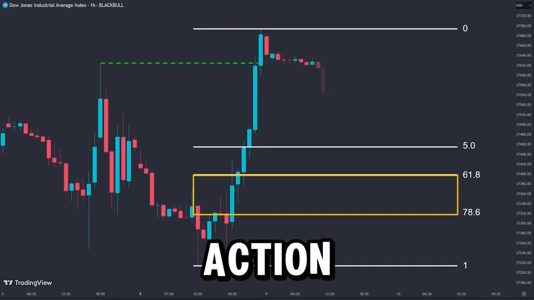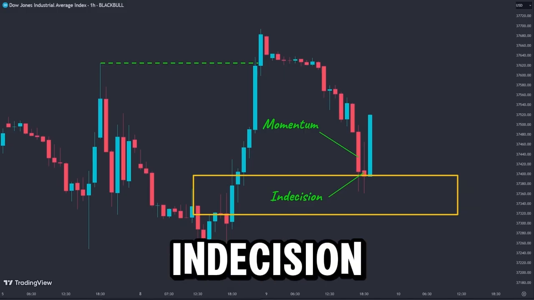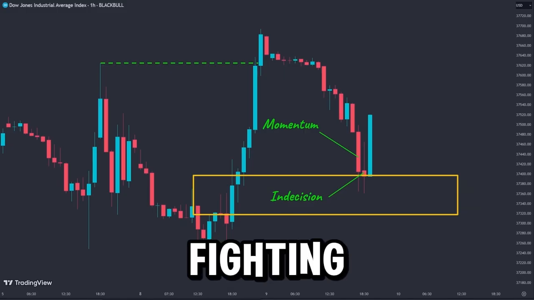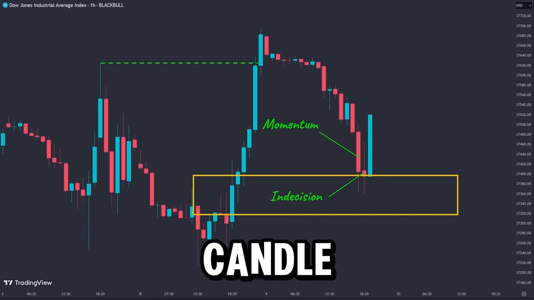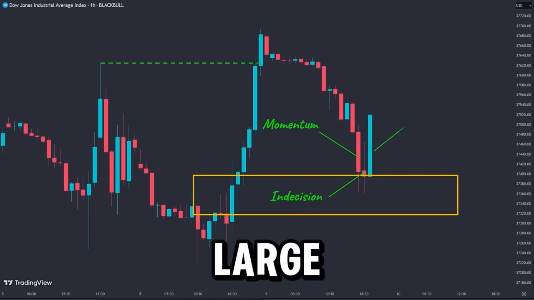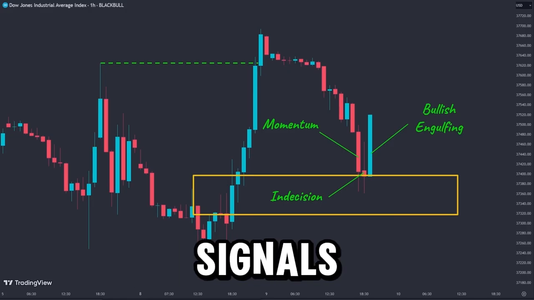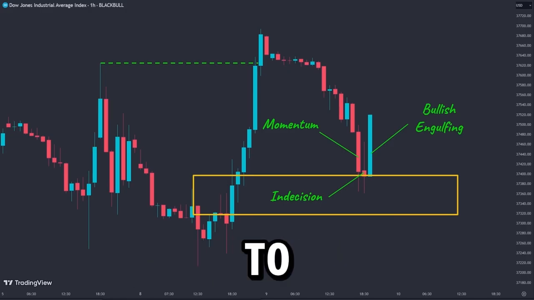Now let's see what price action signals we get. Here we have a momentum bearish candlestick followed by an indecision candlestick. The indecision candle shows that the bulls and bears are fighting to take over control, but the price finally closes in the middle of the candle making wicks from both sides. Now, in the following, we have a large bullish engulfing candlestick which signals that the buyers have taken control and price can potentially start to move to the upside.